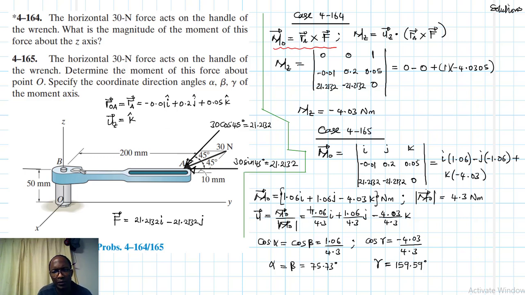Alright, I guess we are done. So we have the moment about the z axis. This is the magnitude. It's pointing down using the right hand thumb rule. That's the reason we have a negative. And then we have the moment itself about point O expressed as a vector, and we've also calculated this magnitude. So there we go.